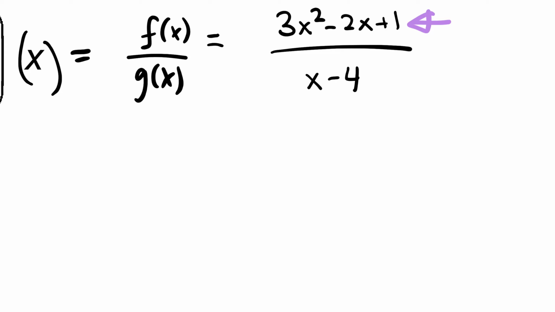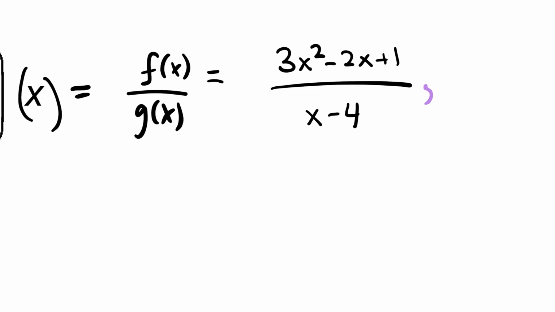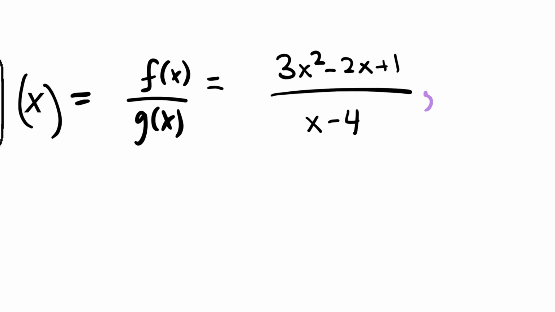Are we drawing or paying attention? Okay, so this guy, we can't factor the top. What would happen if the top had a factor of x minus 4? We could cancel it out, right? We could simplify. We want to simplify, as long as g of x doesn't equal 0. So if the bottom can't equal 0, what number would make the bottom equal to 0? When would x minus 4 equal 0? When x equals 4.